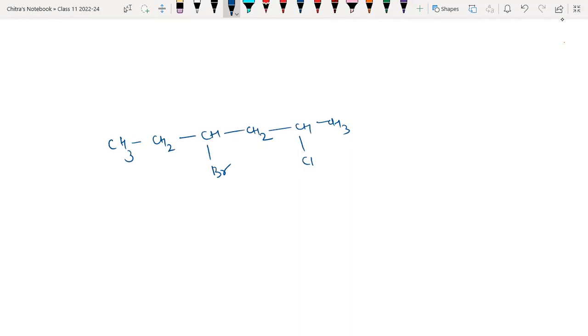Before going to write the name, we have to number the carbon atoms. So we are understanding here the numbering of carbon atoms. This is a very important part.